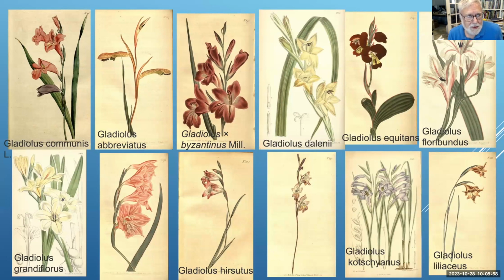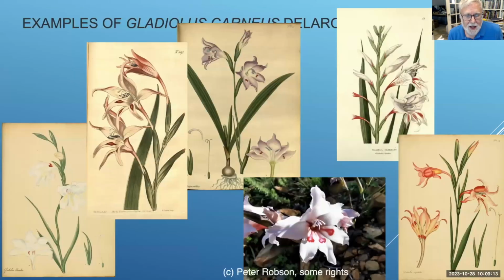Gladiolus communis is one that grows in Italy, around the Mediterranean, and it's hardy. It's hardier in zone 5 even. So let's go to the next slide. It has a number of close relatives that I'll mention in a minute.